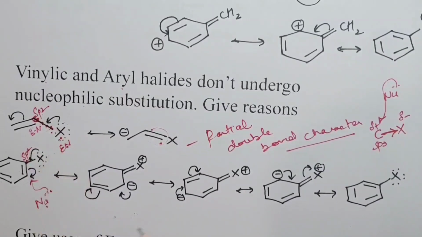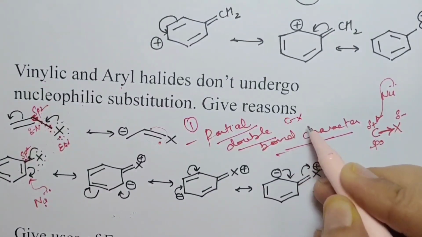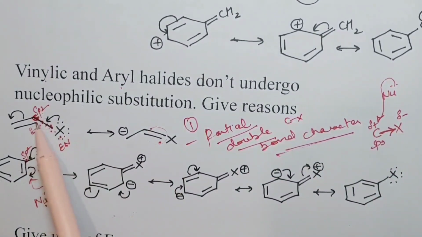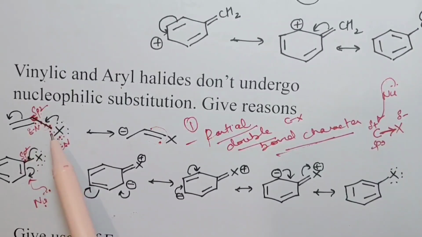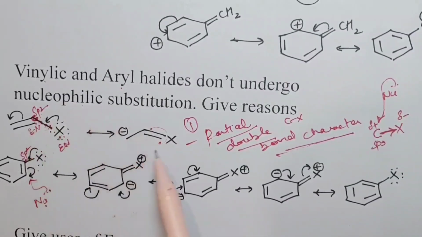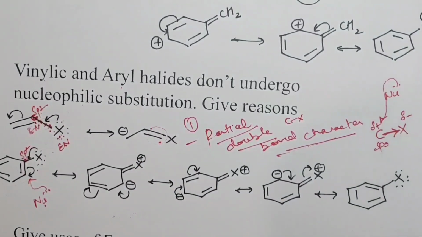So there are many reasons. You can write the first one as partial double bond character, making the C-X bond very strong. The second thing is the sp2 hybridization of the carbon in the C-X bond, which makes it less polar, or you can say which decreases the electrophilicity of the carbon here. Therefore, vinylic and aryl halides are not as keen on nucleophilic substitution.